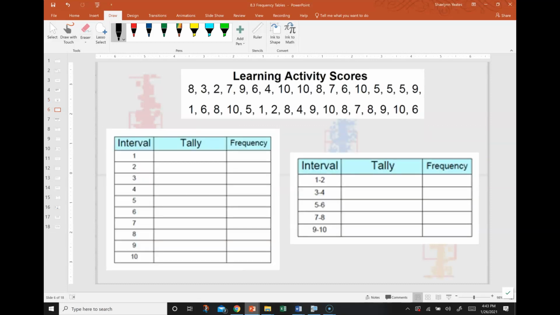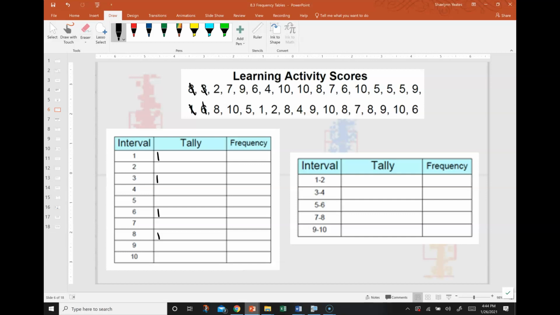Okay, that's how you do a tally. So here, let's look at some learning activity scores for this particular teacher. Their scores are out of 10 instead of 4. Who knows why? I don't super understand. So if we do a tally with the interval of only one number, let's see what happens. So 1 through 10.